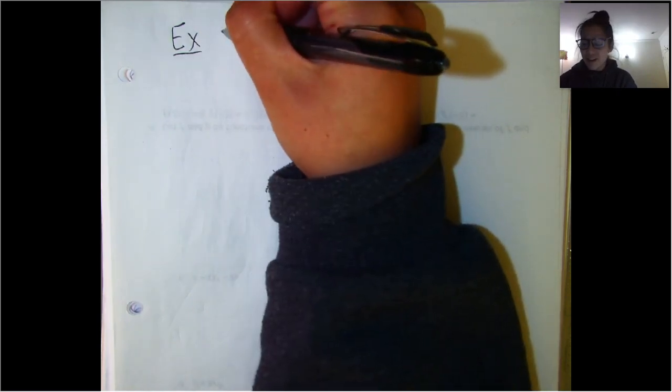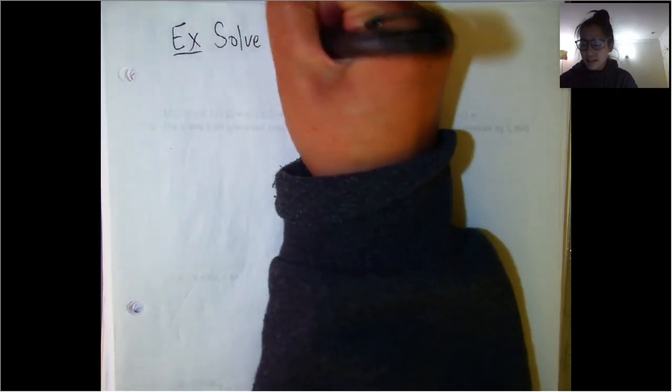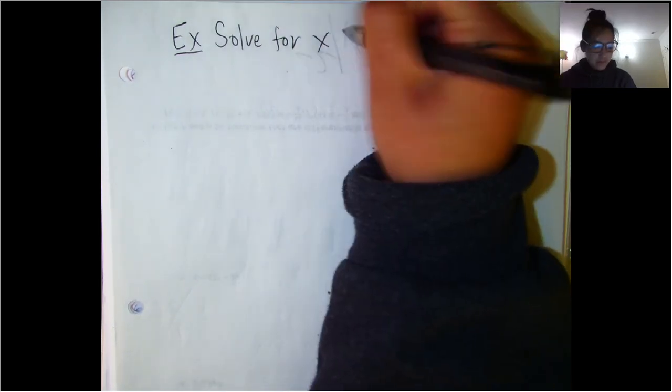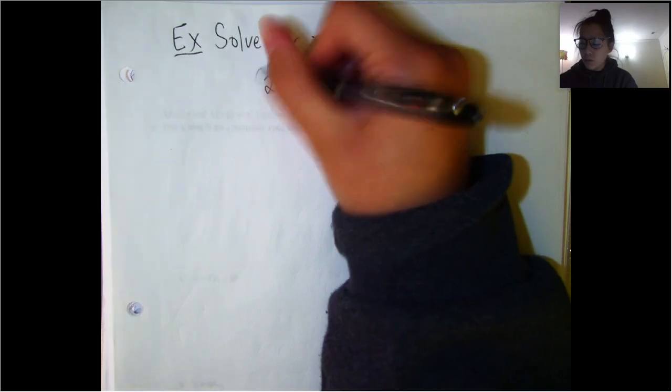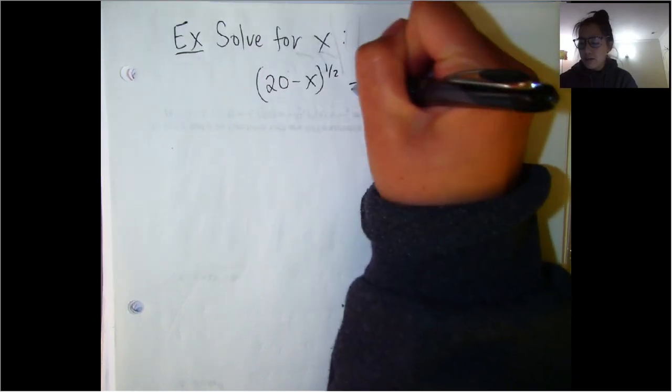So we're going to go ahead and do another example of solving radical equations, except this time it's going to look like there isn't really quite a radical in the equation. So we're going to see what we can do. So solve for x. And the equation is 20 minus x all to the 1/2 power equals x.